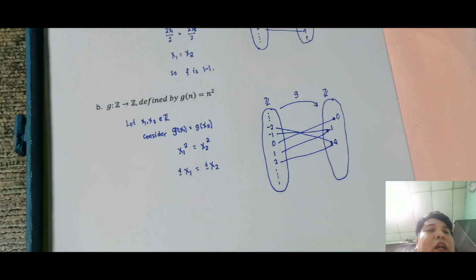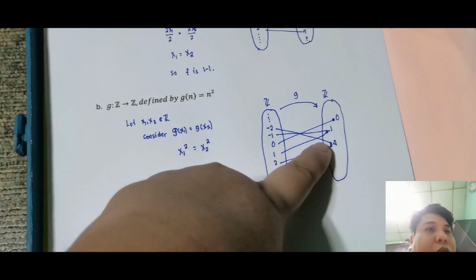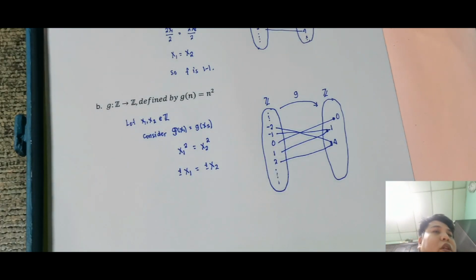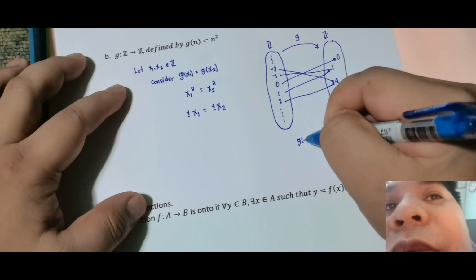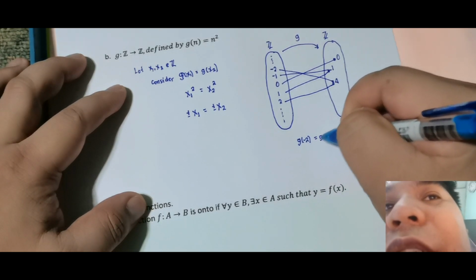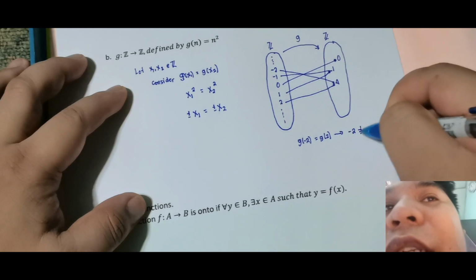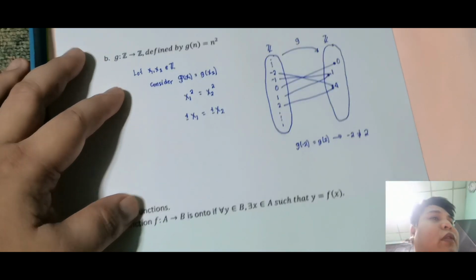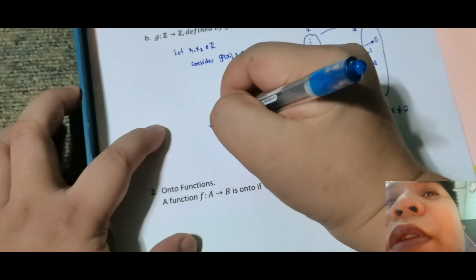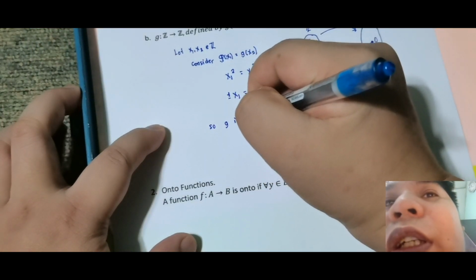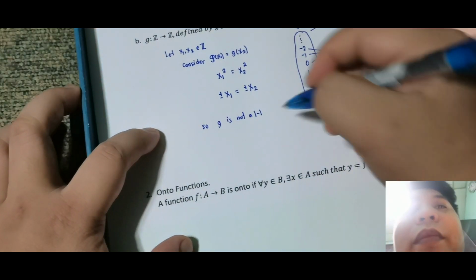So I mean, ang pinakita ko lang, nagmap si negative 2 saka si 2 kay 4. Pero si negative 2 hindi equal kay 2. So parang nangyari lang, G of negative 2 equal kay G of 2, but this implies that negative 2 is not equal to 2. Okay, so parang 1 implies 0, that is 0. So therefore, G is not a 1-to-1 function.